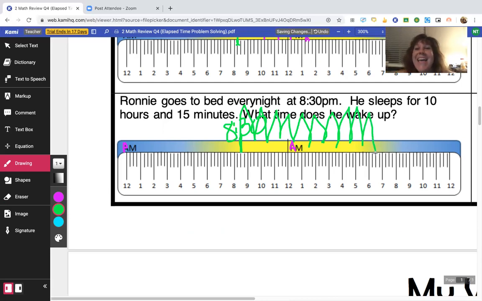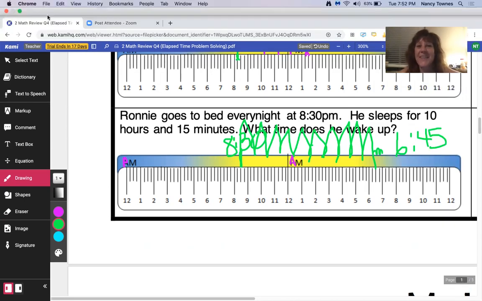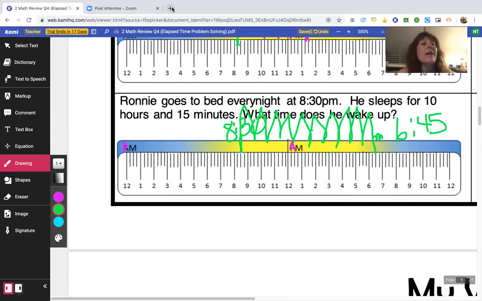But he sleeps for 10 hours. Do I have 10? 1, 2, 3, 4, 5, 6, 7, 8, 9, 10. Yep. So 6:30. So I have added 10 hours. Now I have to add 3 5-minutes. And that's going to put me at 6:30 plus 15, which would be 6:45. So he gets up at 6:45 in the morning. That's still pretty early. That's a good night's sleep, though. All right, so there's the math.